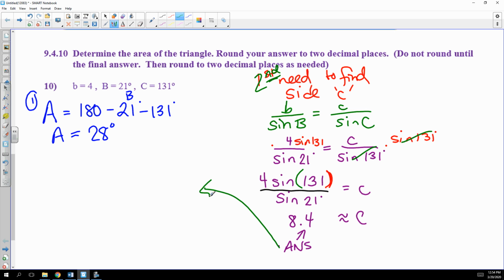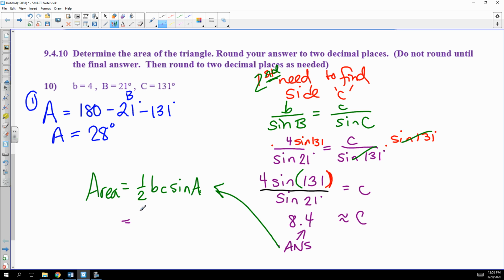So the area formula that I'm going to use is 1/2 BC sine of A. The reason why I'm choosing that particular formula to use is because that one is actually the one that has the least amount of rounded answers to it, in a sense.